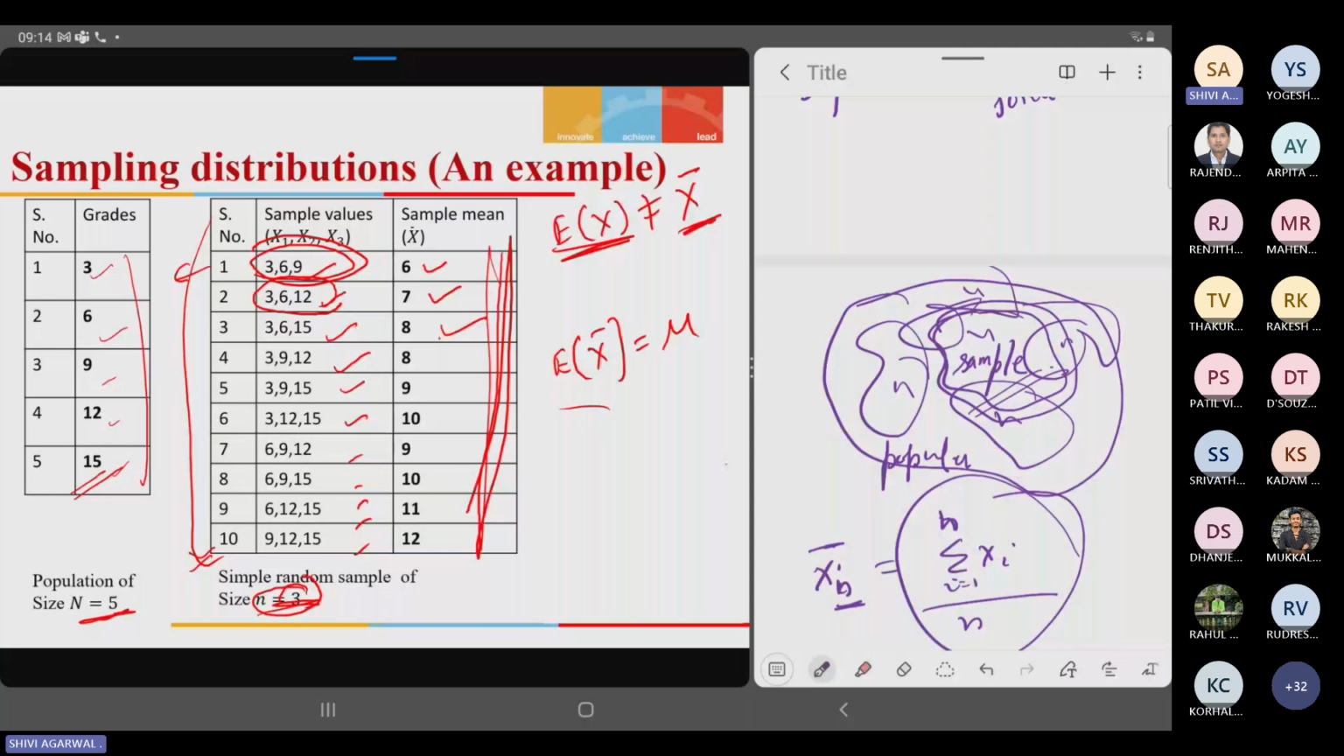How are we getting this? Because there are 10 samples, 6 is coming once, so it is 1 by 10, which is 0.1. 7 is also coming once, so it is 0.1. 8 is coming 2 times, so 2 divided by 10.